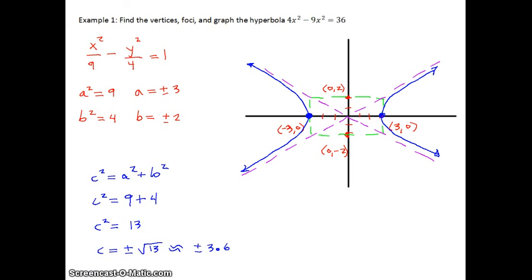As you can see down below there, we have in blue how to find the focus points for hyperbolas. c squared is equal to a squared plus b squared. And so I found that c is going to give me plus and minus the square root of 13, which is approximately plus and minus 3.6, which will put our focus points in the cup of the parabola. And that means they are right here and here. And so our focus points are at plus and minus square root of 13, 0.